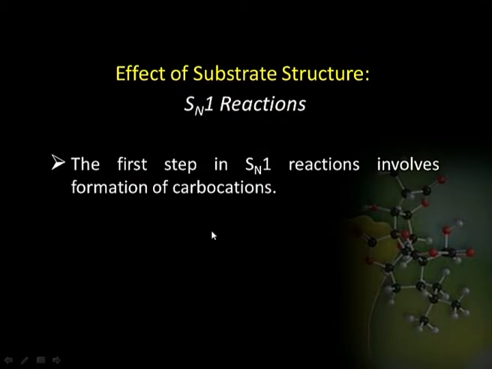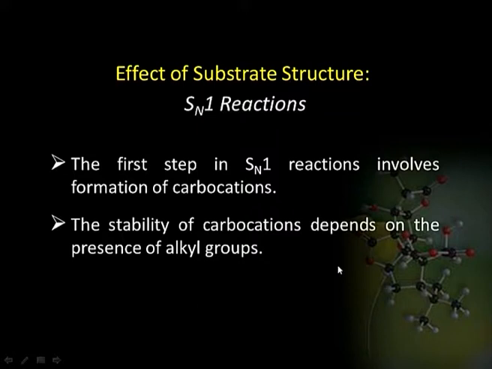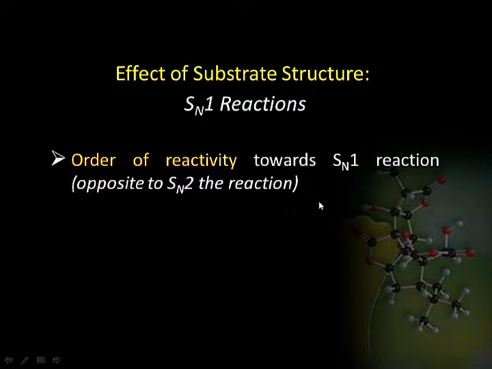In case of SN1 reactions, the first step is the formation of carbocations. The stability of carbocations depends on the presence of alkyl groups. Therefore, the order of reactivity towards SN1 reactions is just the opposite to that of SN2 reaction, which means a tertiary alkyl halide is most reactive, which is more reactive than a secondary. The secondary is more reactive than a primary. The methyl halide is the least reactive.